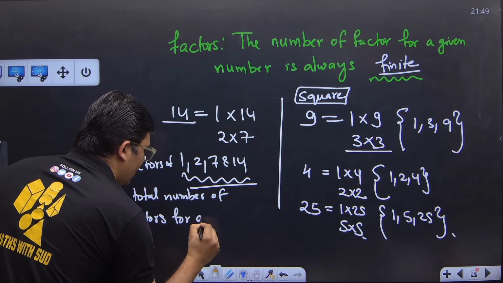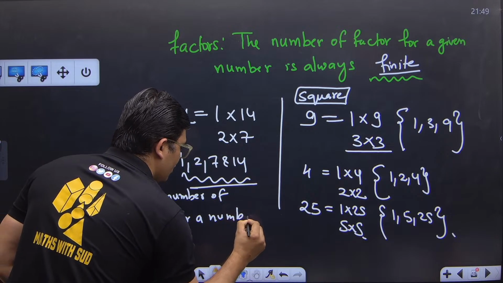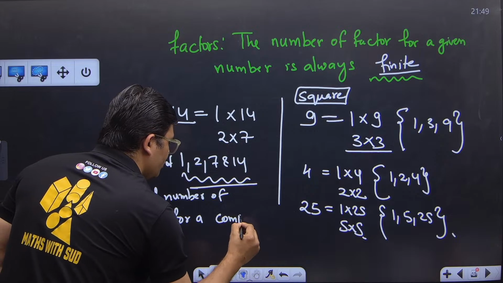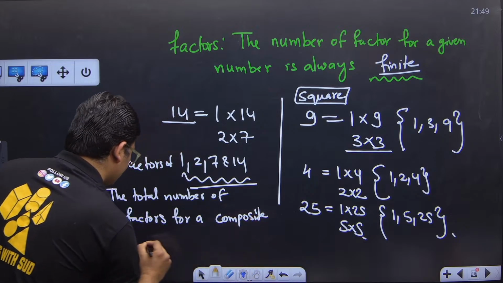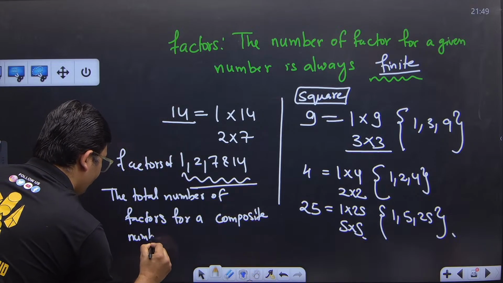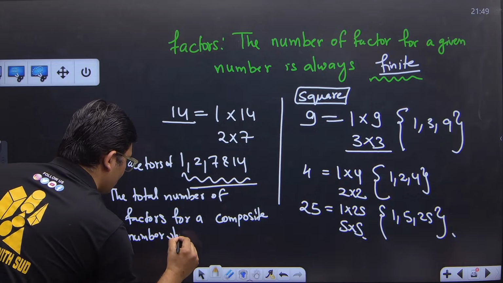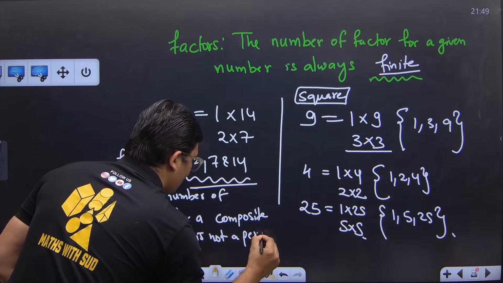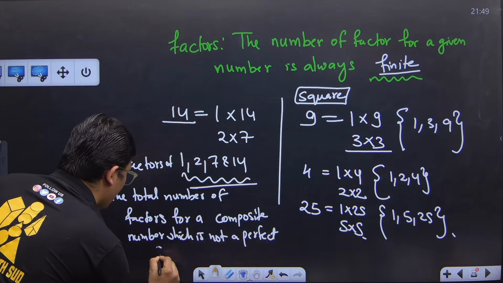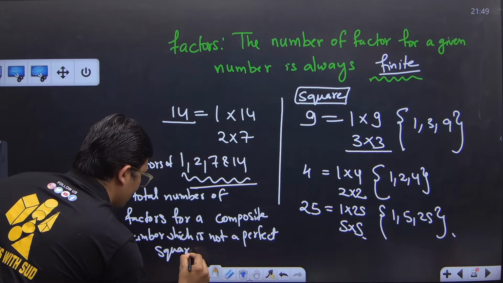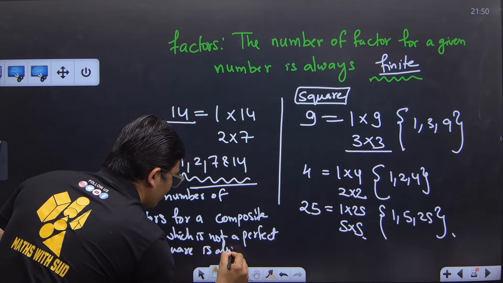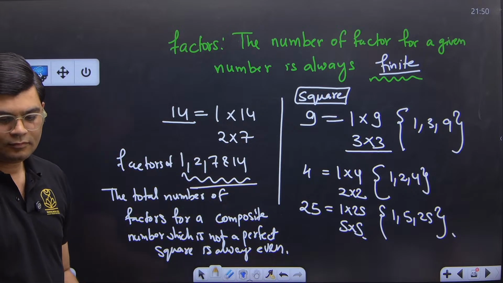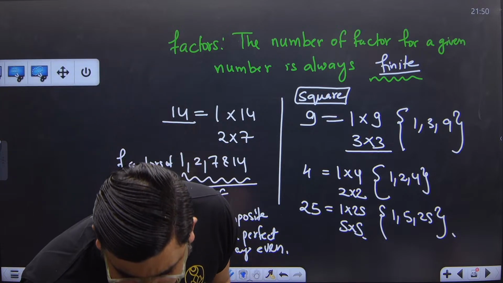If a number is not a perfect square, then the total number of factors for a composite number which is not a perfect square is always, how is it, beta? Even.